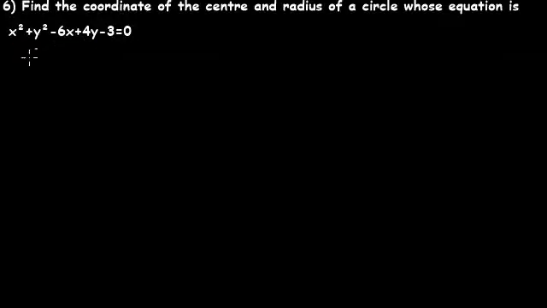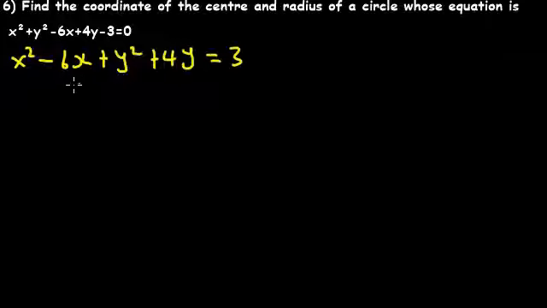Okay, now how do we do that? Let's attach x to x, y to y, and let the constant be separated. Let the constant come to the side. That's what we are trying to do. So we have x squared minus 6x plus y squared plus 4y. Then negative 3, when it comes, becomes positive 3, equals 3.